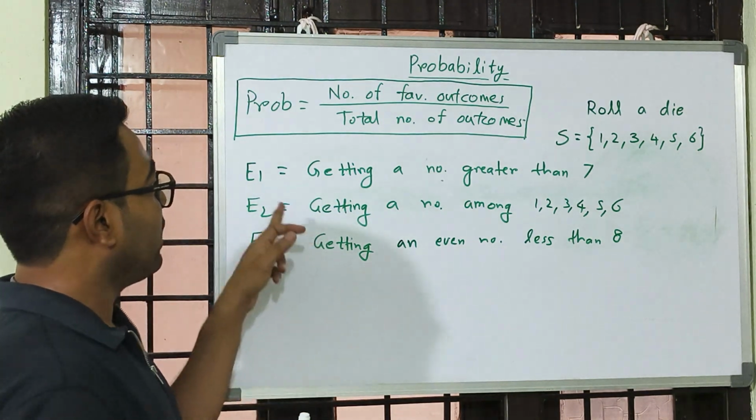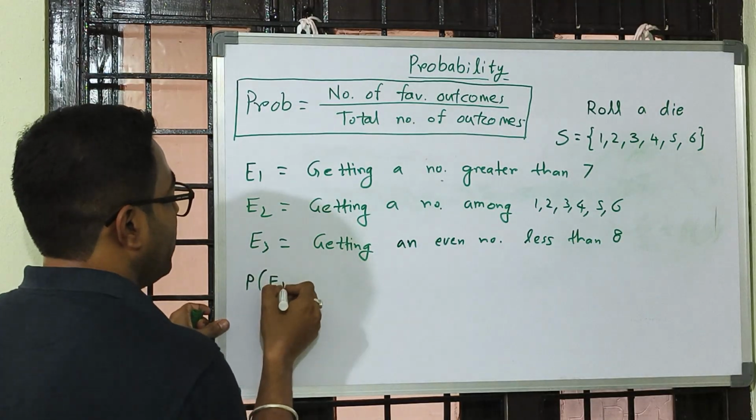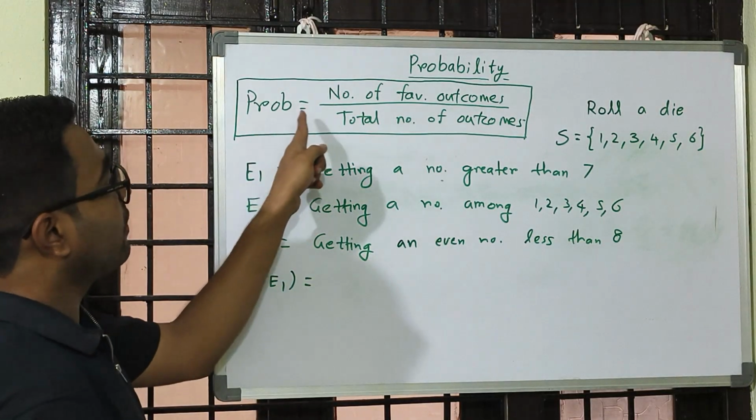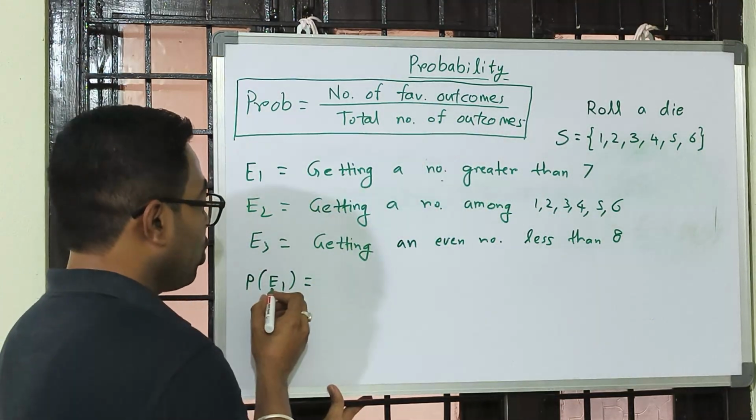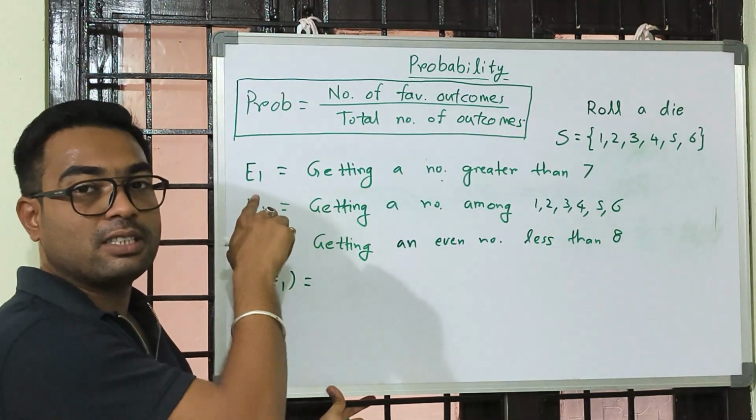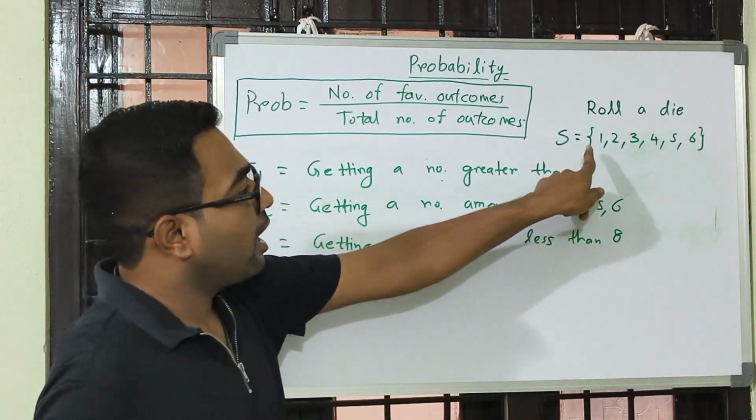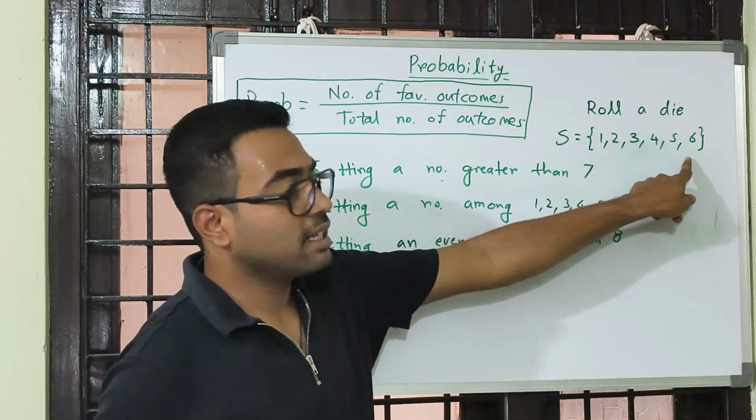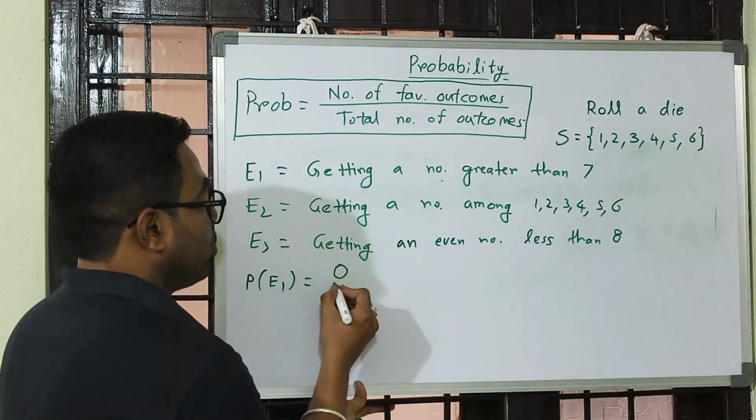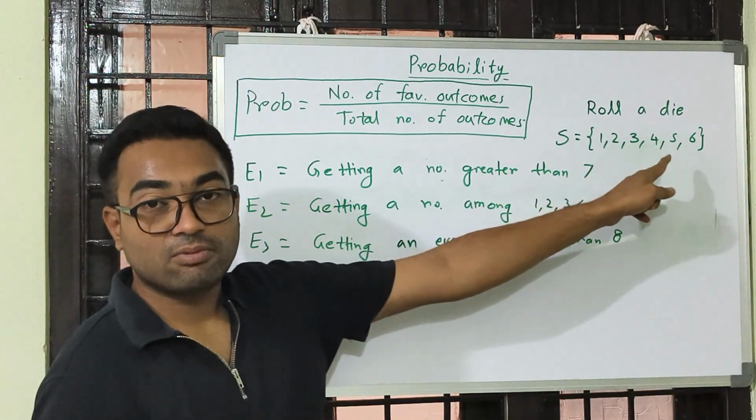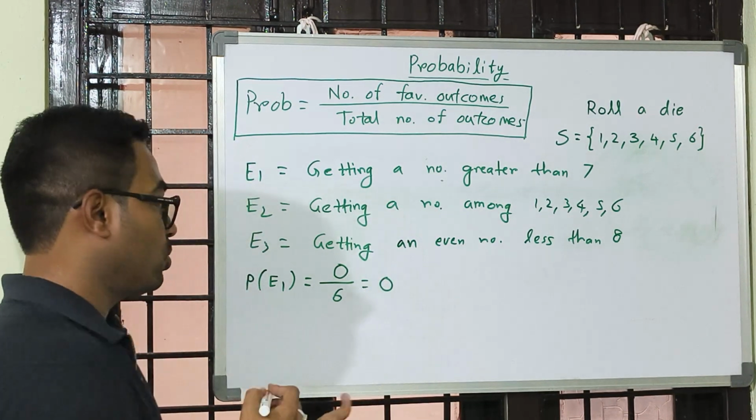Now let's find the probabilities of these three events. So probability of E1. So what is the definition? Number of favorable outcomes divided by total number of outcomes. So how many favorable outcomes for this event are? So getting a number greater than 7. Can you find any number which is greater than 7 in this sample space? No. So that's why 0 divided by total number of outcomes, which is 6. So the probability is 0.